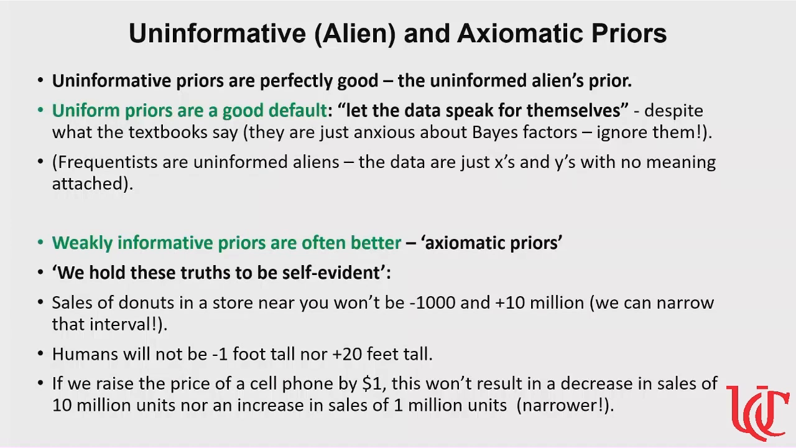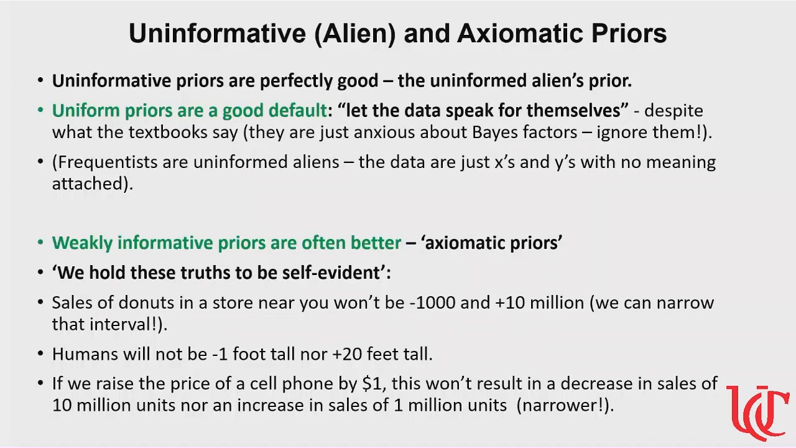The next step is to go to weakly informative priors, what I like to call axiomatic priors, right? An axiom is a truth that is self-evident to any reasonable expert in the field, right? So hold these truths to be self-evident. If you're trying to predict sales of some product in a store, donut sales in a store, they're not going to be minus 1,000. That's impossible, right? And they're probably not going to be 10 million. So you can put an interval on that.